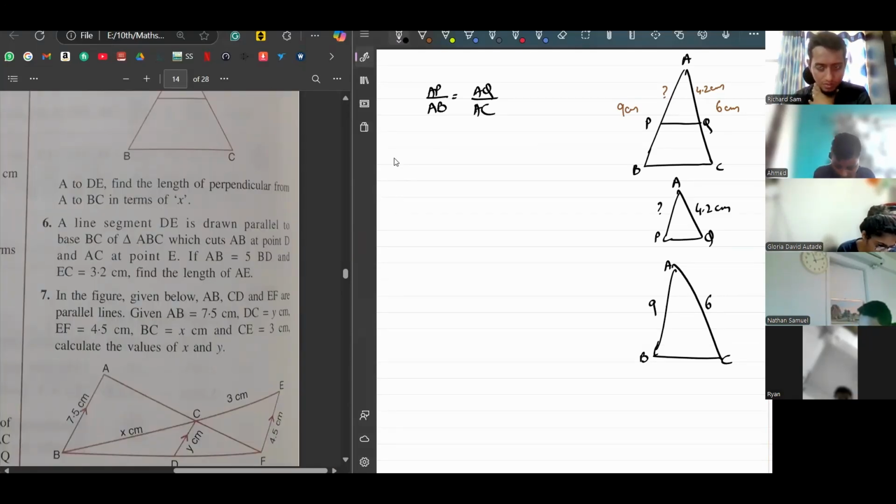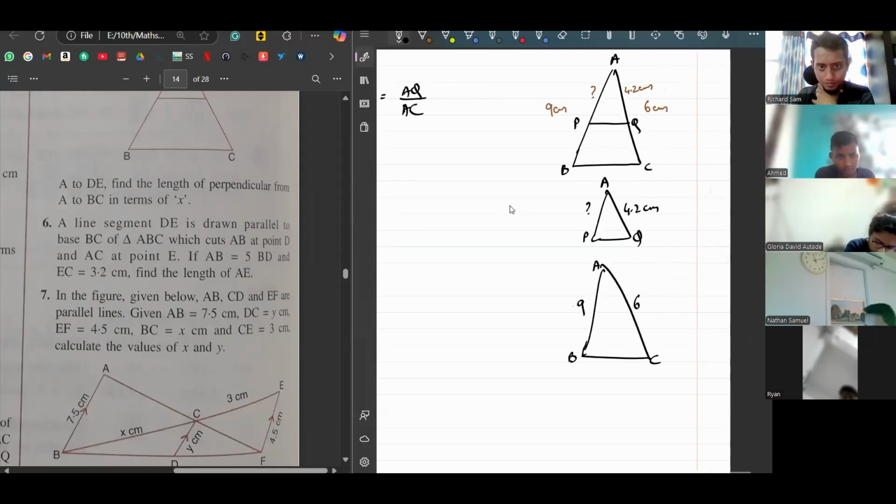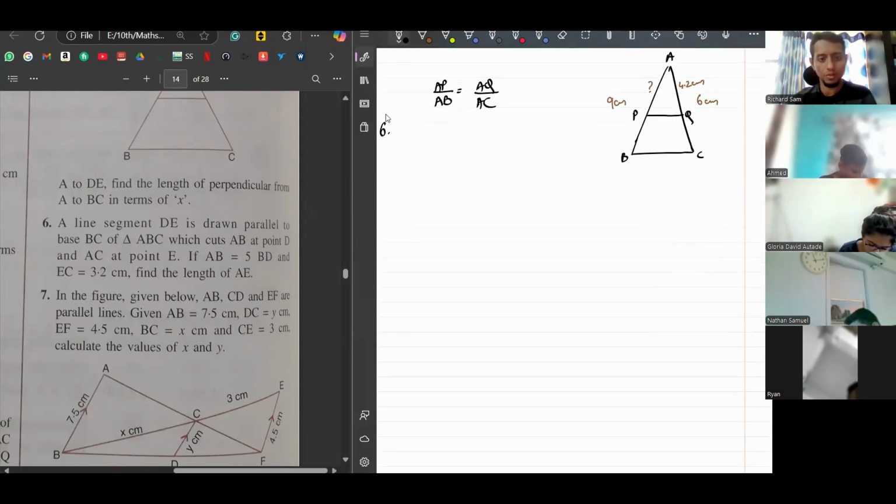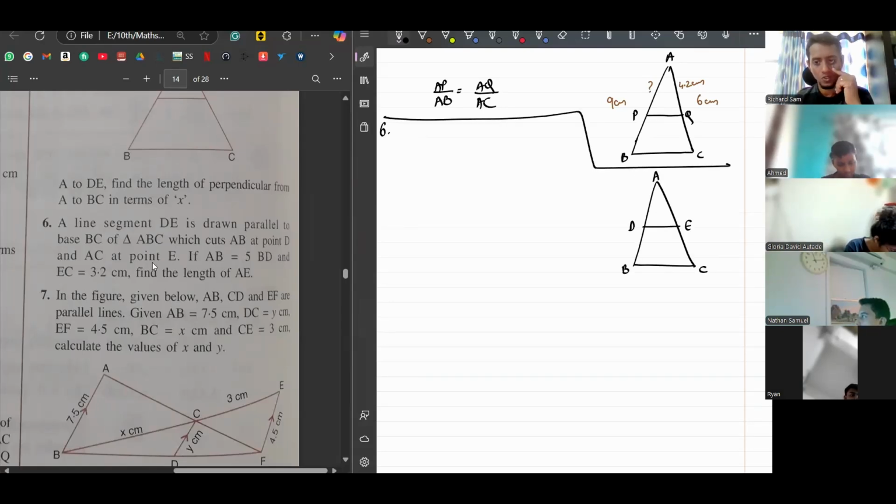Next is question 6 in my book, question 7 in your book. This is your triangle, right? DE is drawn parallel to BC, with D on AB and E on AC. If AB is equal to 5BD. Oh, so this is given a different way. It's not given as a ratio. How do we convert this into a ratio?